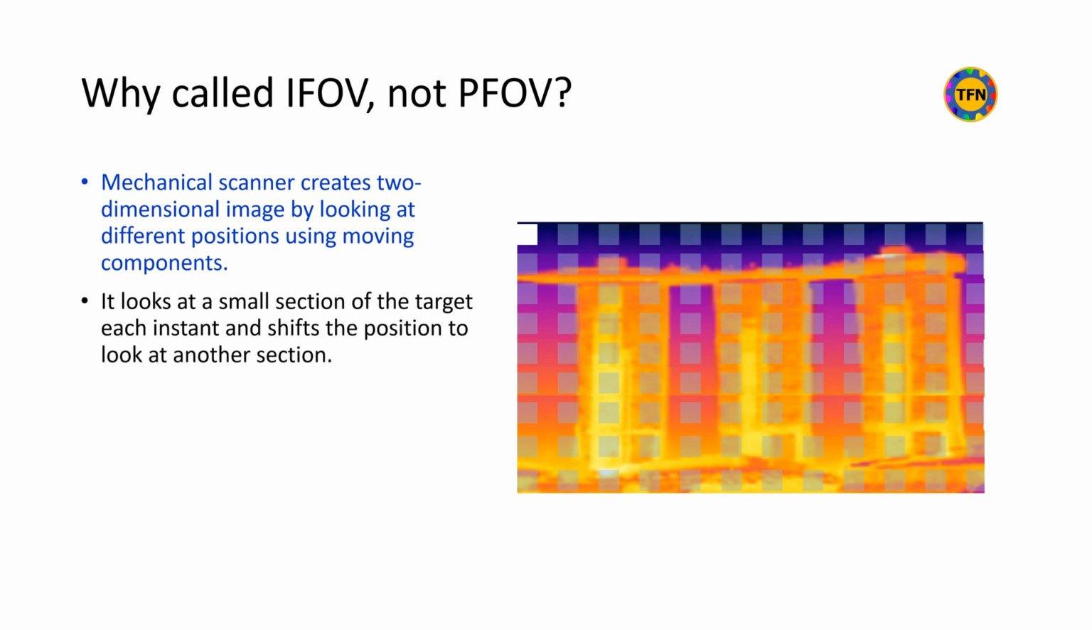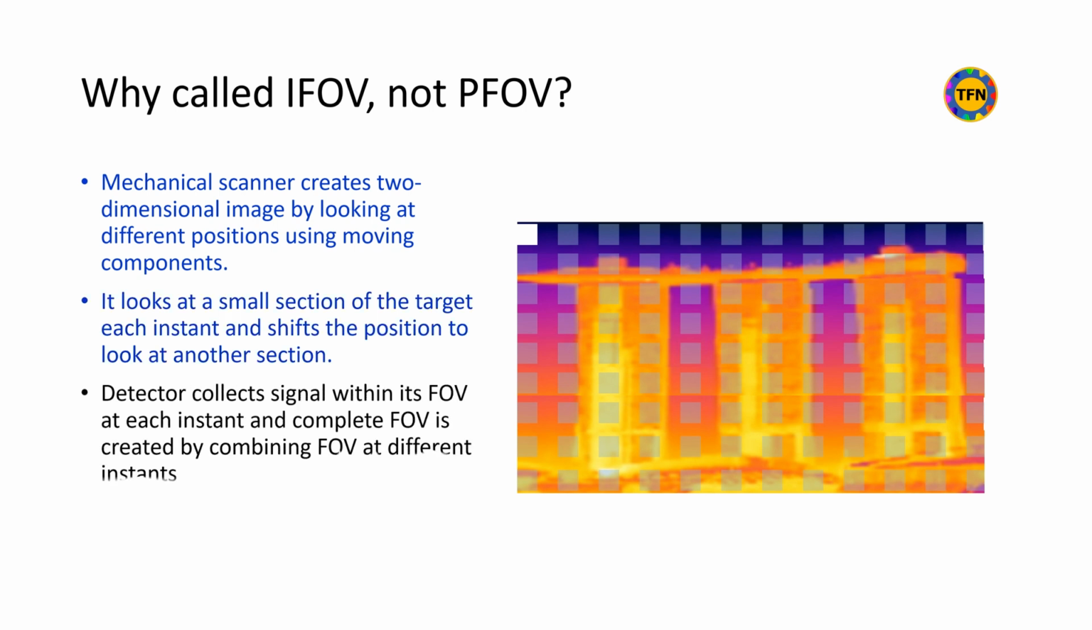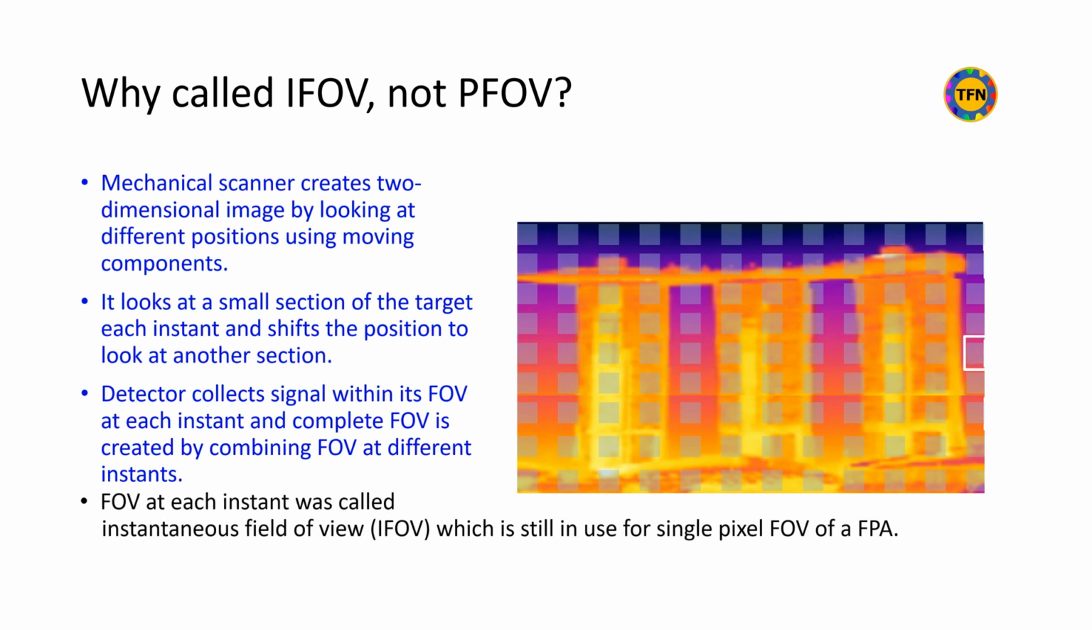Detector receives signal from different parts of the object using a mechanical scanner which looks at different parts of the object at different times with mechanical movement. Complete FOV is created by combining FOV of single element at different instants. FOV at each instant was called instantaneous field of view, or IFOV, which is still in use for FOV of a single pixel of a FPA.